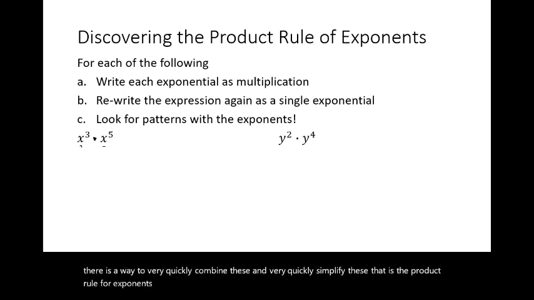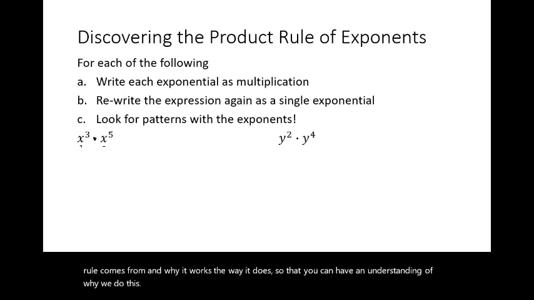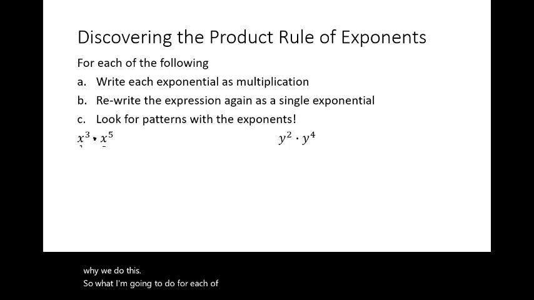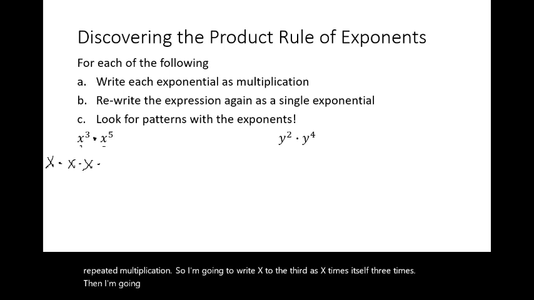However, before I give you that rule, I want to show you where the rule comes from and why it works the way it does, so that you can have an understanding of why we do this. For each of these exponential expressions, I'm going to write them as repeated multiplication. I'm going to write x to the third as x times itself 3 times. Then I'm going to multiply it by x to the fifth, written as x times itself 5 times.